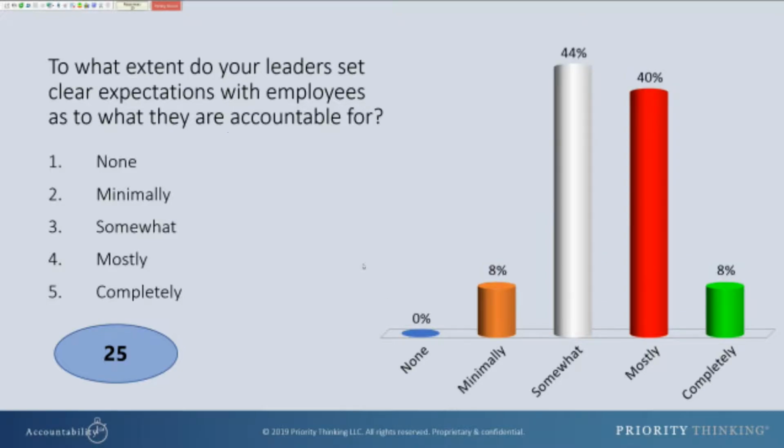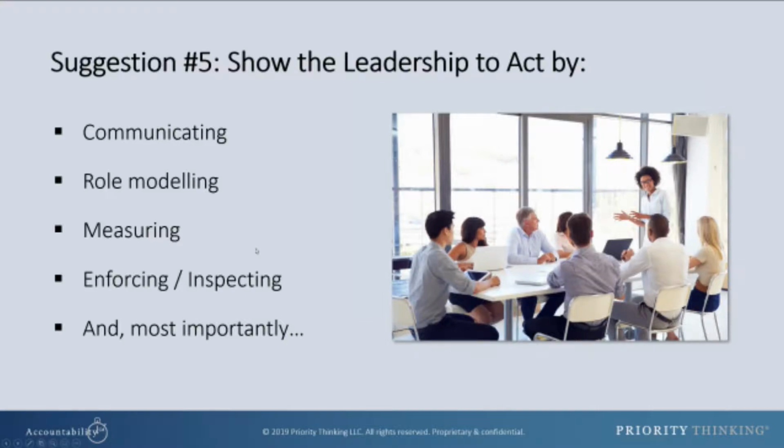So here I'm going to reset it. There's your response there. So actually the leadership response in that particular question was lower. So that's interesting. So let's go to the next, let me summarize this one on showing the leadership to act.